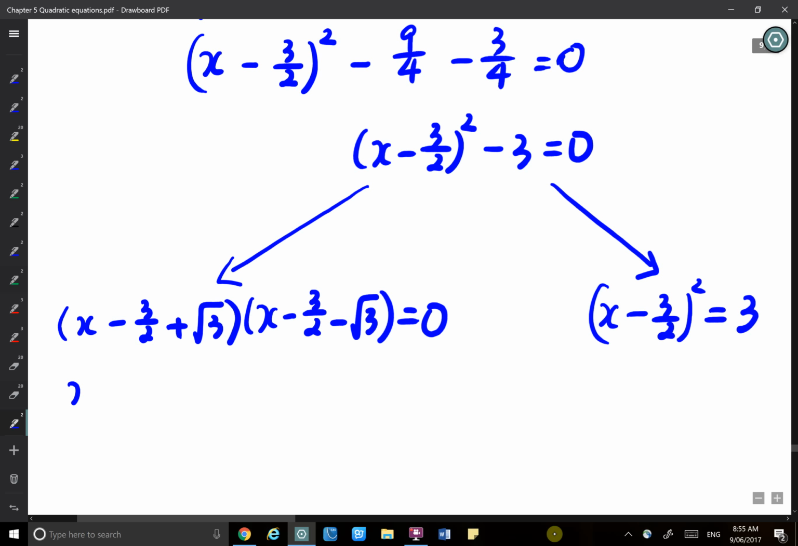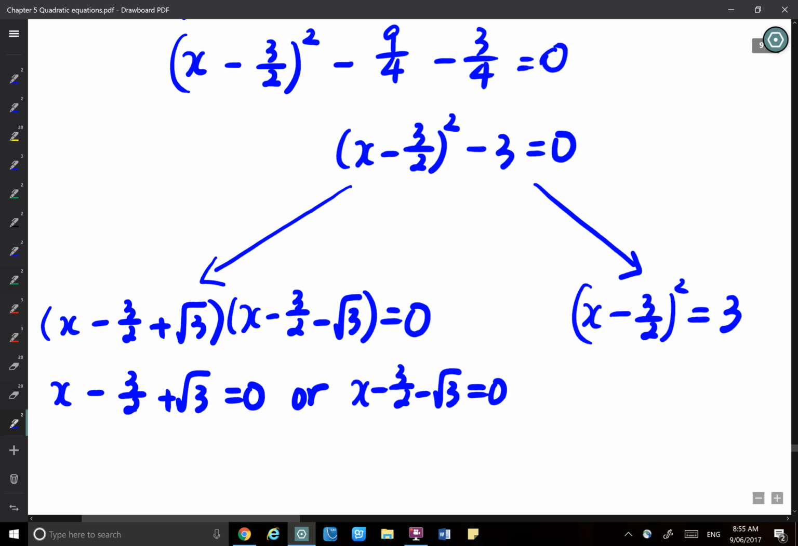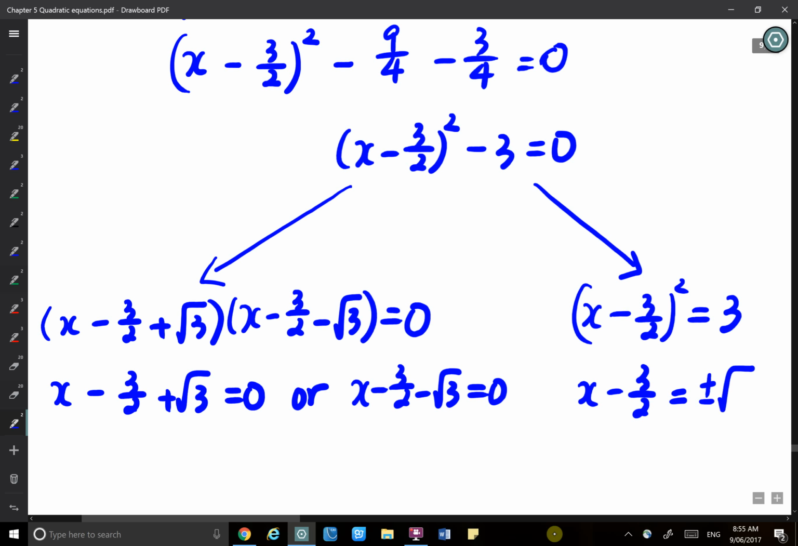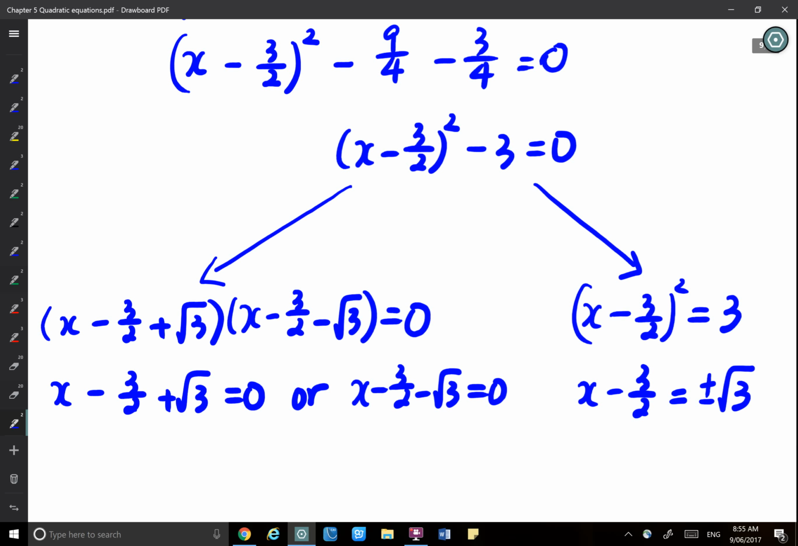So for this one, I will have x minus that plus that equals 0, or x minus 3 over 2 minus that equals 0. To this side, what will x minus 3 over 2 be? Plus minus of root 3. Something squared equals 3, so that thing must be root 3. But you have a plus minus sign in the front.